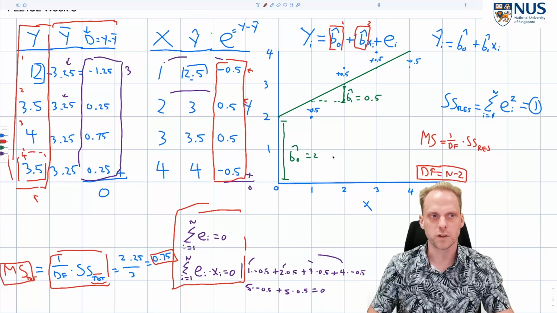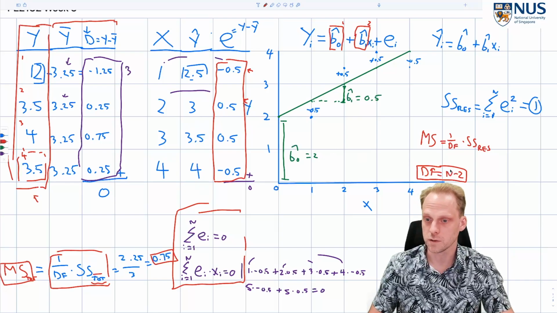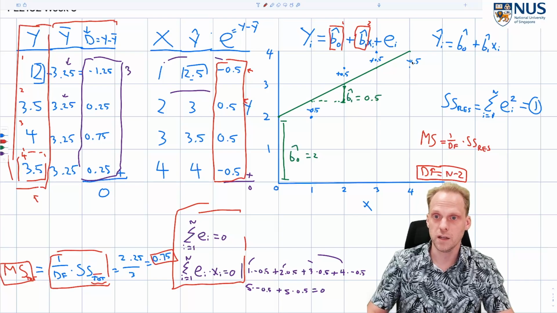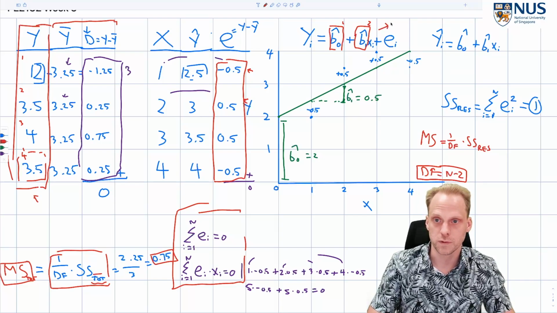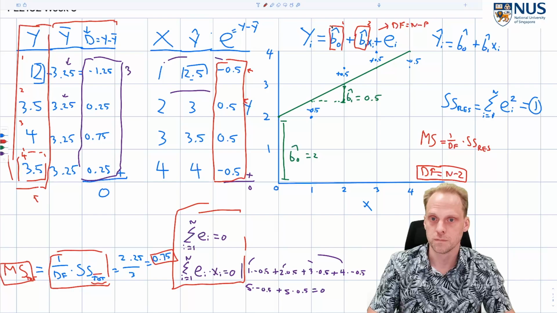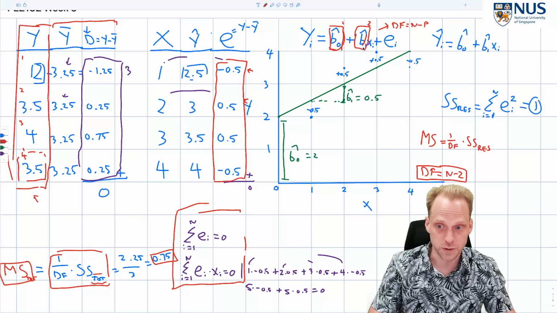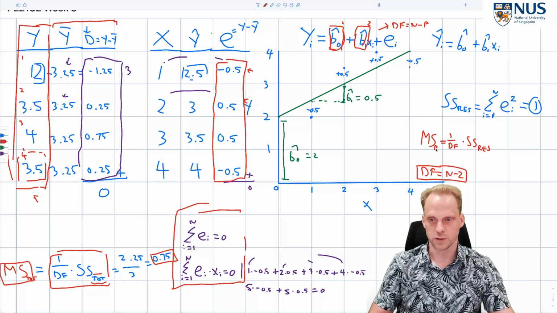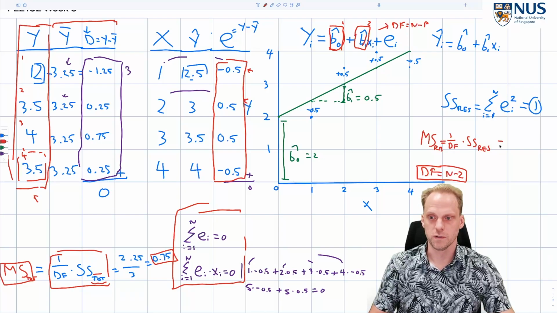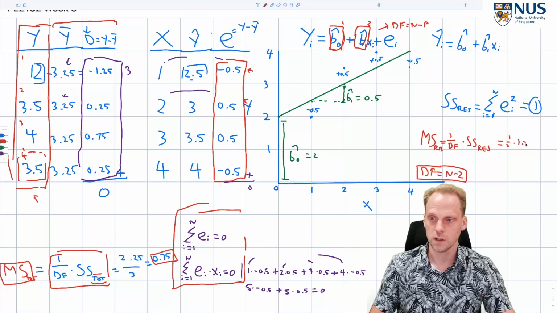Okay, so now we know that the degrees of freedom in this case is n minus 2. And in general, for any regression model, degrees of freedom equals the number of observations minus the number of parameters. Right, so this one minus that one. For the residual, degrees of freedom of the residuals, you can call this res. Right, so we know that that should be 1 over 2 times 1 equals 0.5.